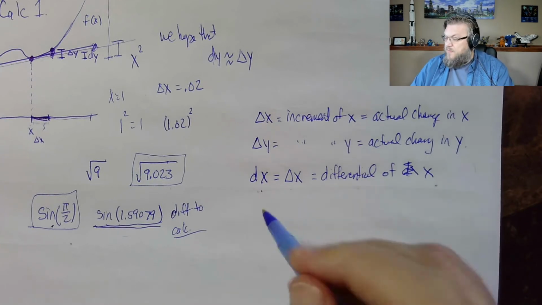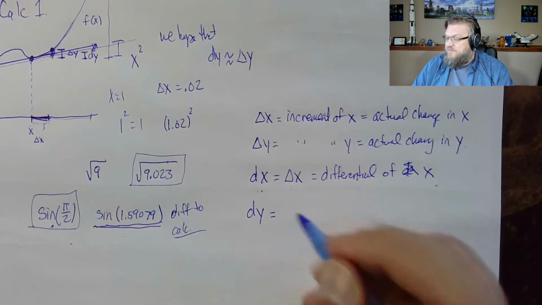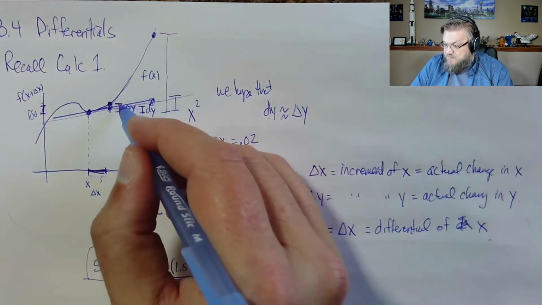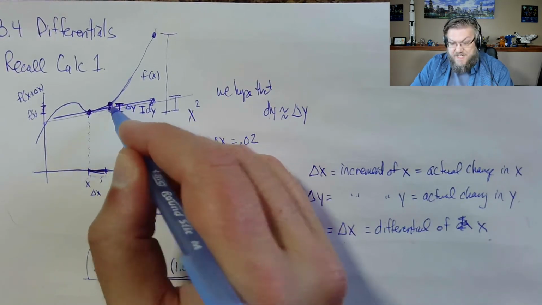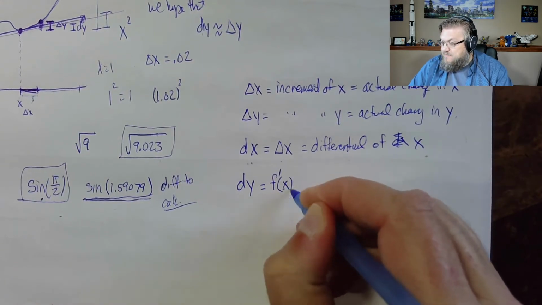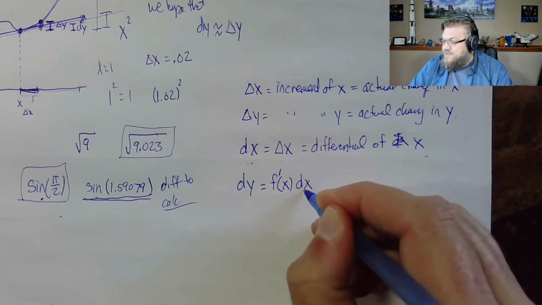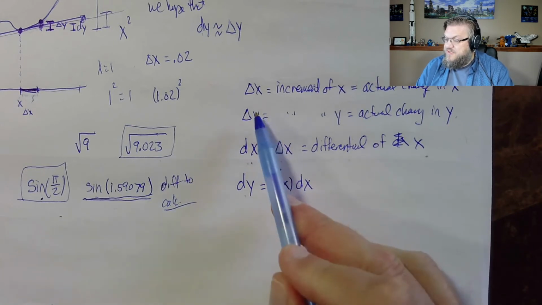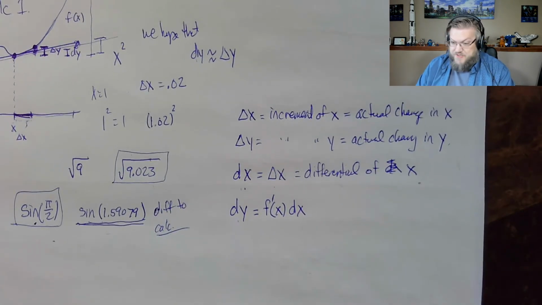Yeah? But in Calc 1, you learned a formula for the differential of y. So the differential of y, this change, according to the tangent line, has a really easy formula, and it was defined to be the derivative of f at x times the differential of x. And so this, we hope, is close to delta y. That was a little bit of a recap of the Calc 1 version of differentials. What I'm going to do now is upgrade this to a multivariable situation, right?